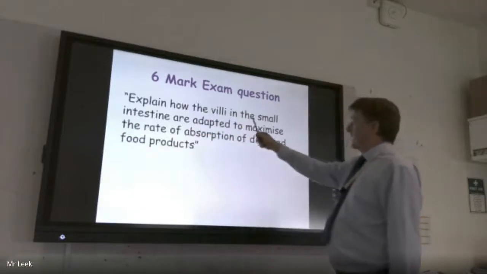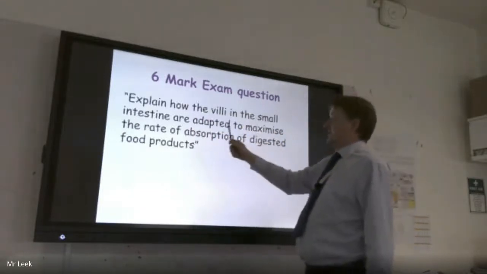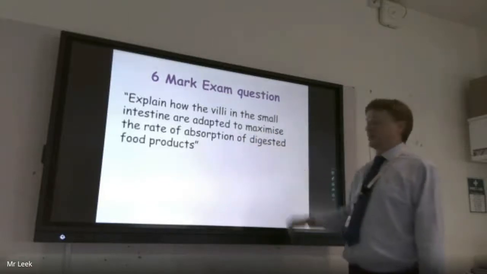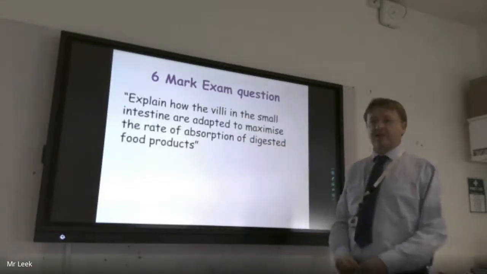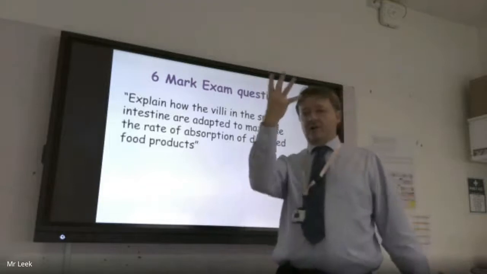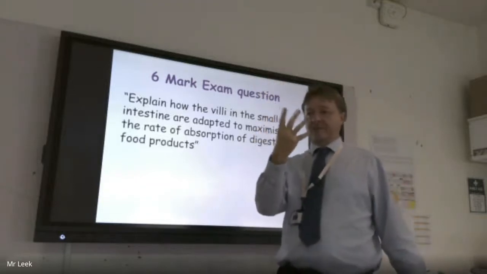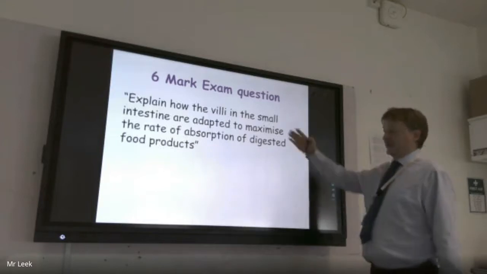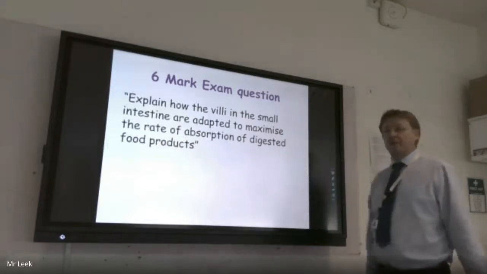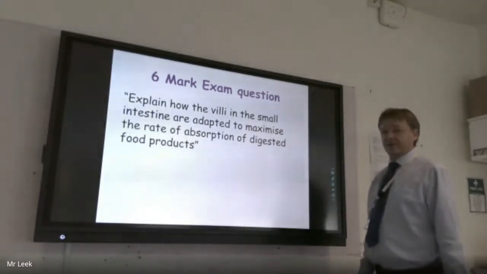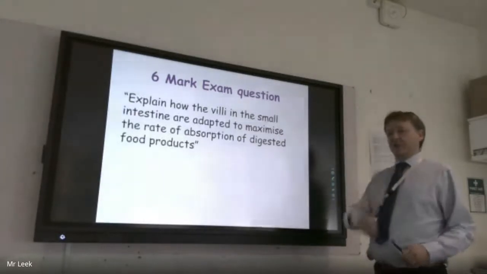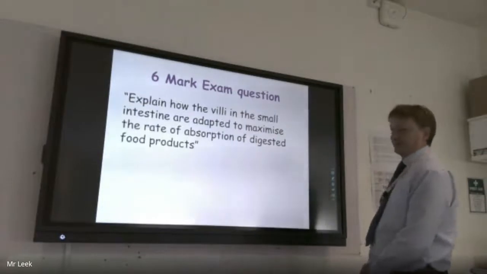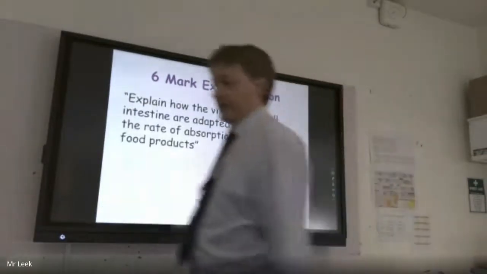Explain how the villi in the small intestine are adapted to maximize the rate of absorption of digestive food products. Okay, and I'll give you a clue, there are 4 answers. So write out that question, then I'm going to be expecting you to write out a full question answer based on the 4 points. So Luke, just tell me when you've written that question out again. And I'm going to have a look to see who's online.